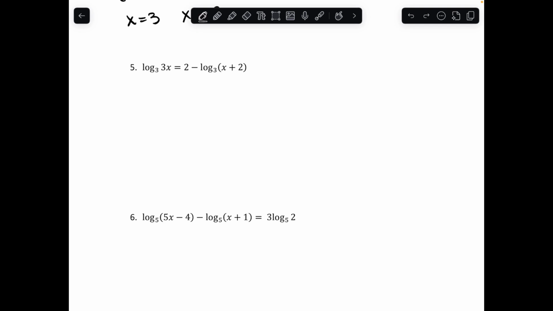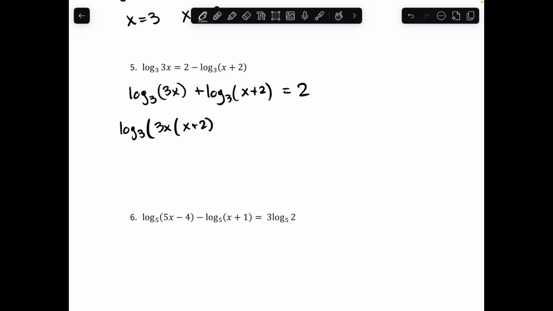If we add the right logarithm to the left side, we will have log base 3 of 3x plus log base 3 of x plus 2 is equal to positive 2. Now we have the sum of two logs, and so we can combine them. This then becomes log base 3 of 3x times x plus 2, and then this is all equal to 2.